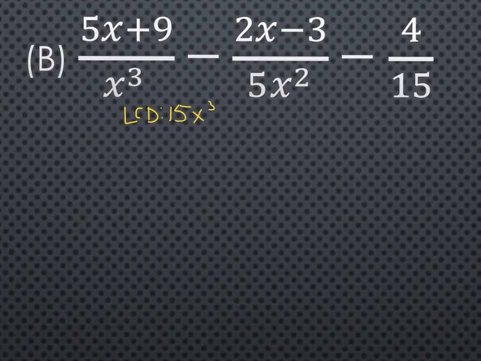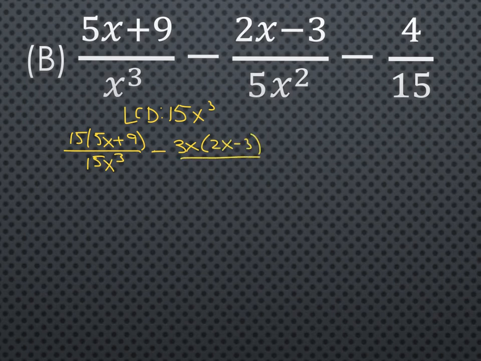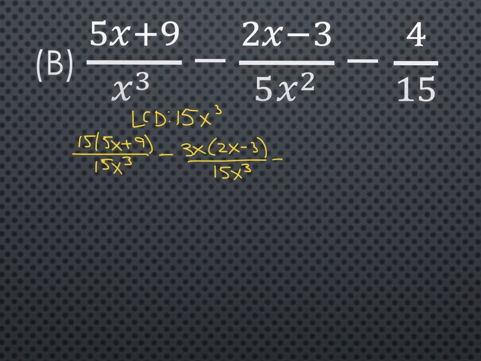Now what are you going to multiply the first fraction by so the denominator matches the LCD? Hopefully you recognize you're just going to multiply by 15. For the middle fraction, to turn 5x squared into 15x cubed, you're going to multiply numerator and denominator by 3x. And for the 15 in the third fraction, to turn that into 15x cubed, you'll multiply top and bottom by x cubed.